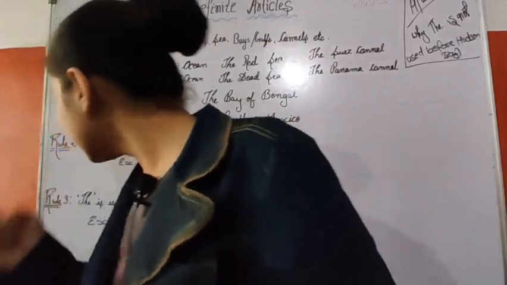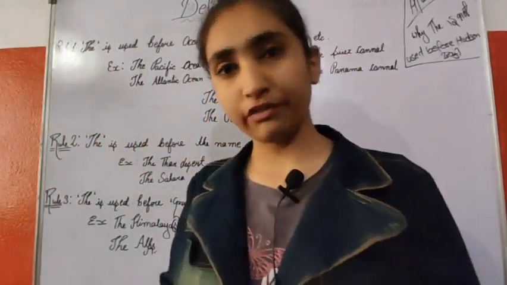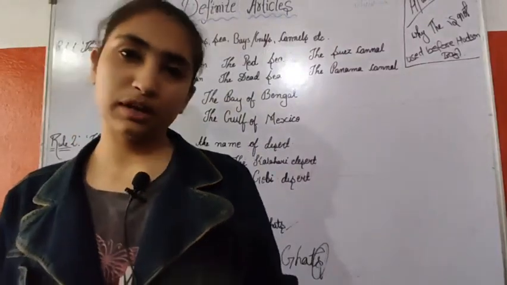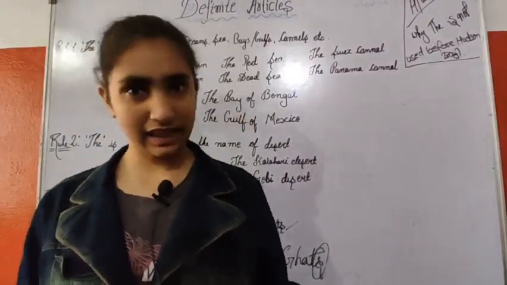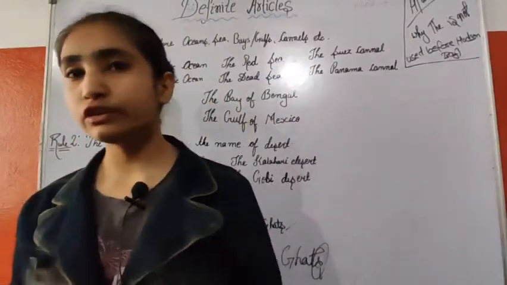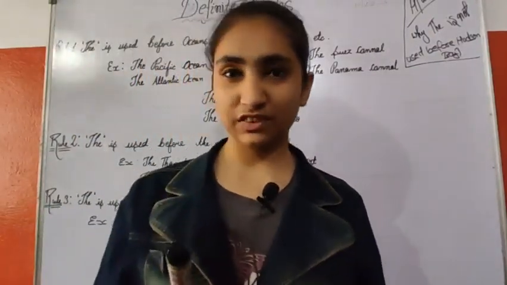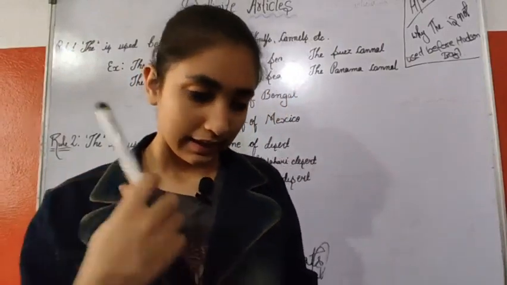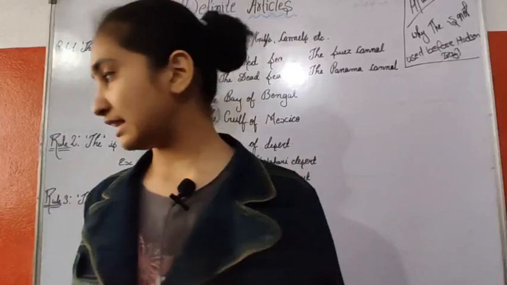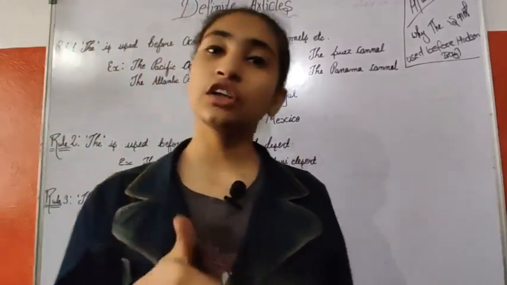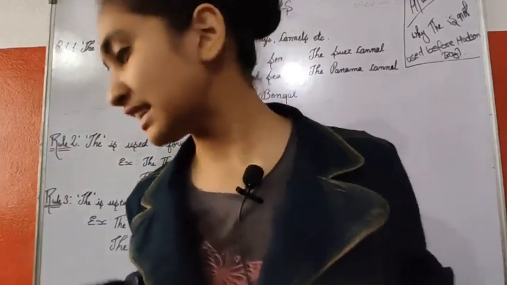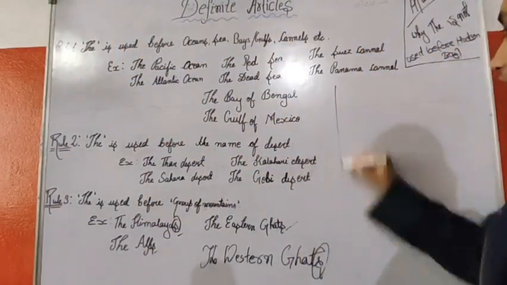"The" is also used before the names of rivers. For example, the Ganga, the Yamuna, the Brahmaputra, the Thames, the Tyne. But "the" is not used when that river has its city name before it. For example, you can take Kingston on the Thames. Here the mistake is Kingston on the Thames.